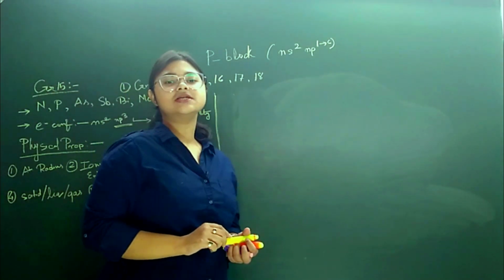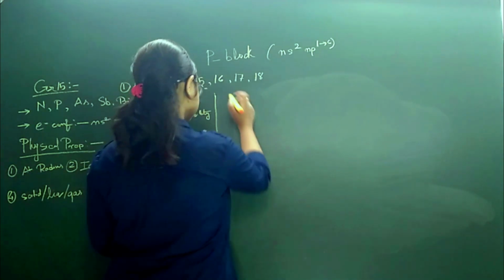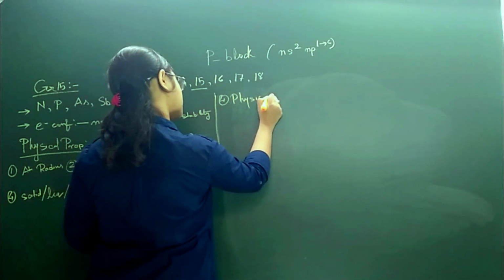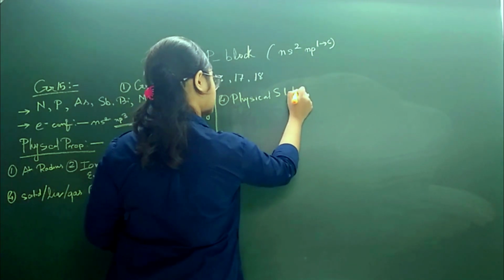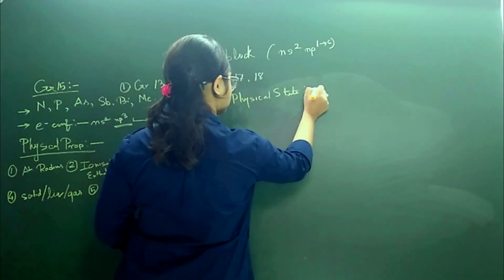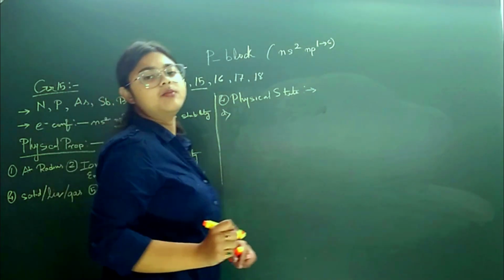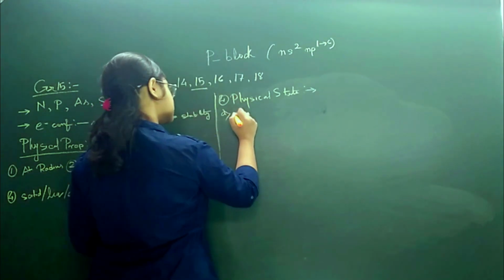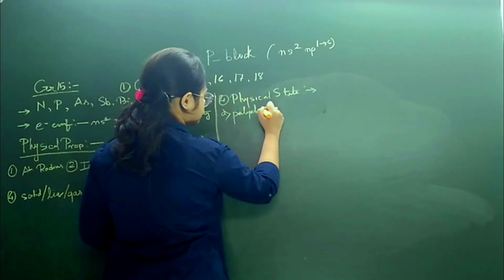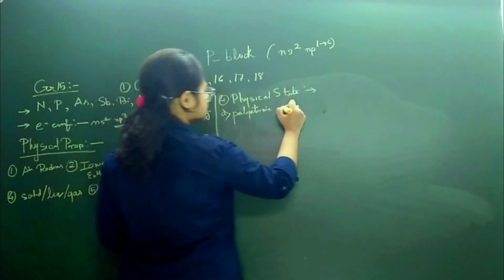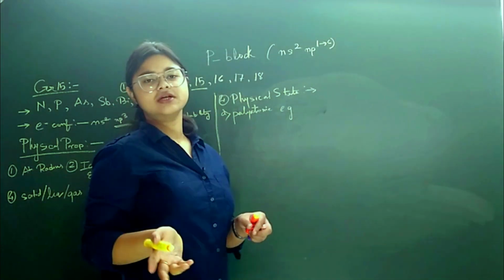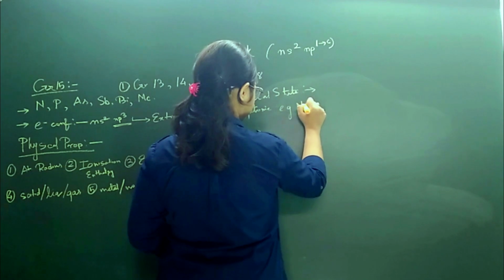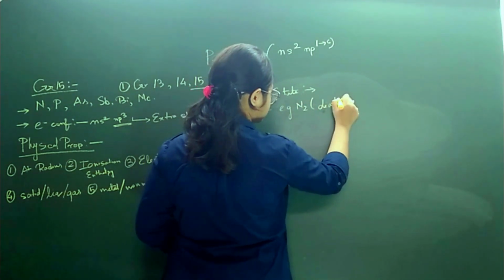Then we are discussing the physical state. First point: they are all polyatomic, meaning one molecule consists of multiple atoms. Nitrogen is diatomic because nitrogen consists of 2 nitrogen atoms.